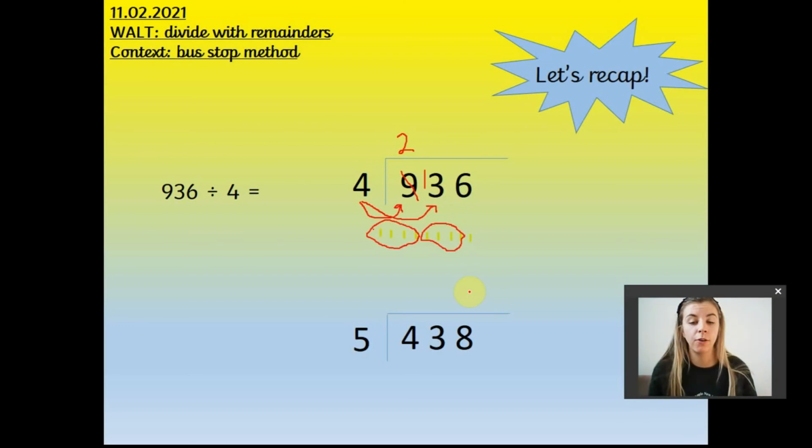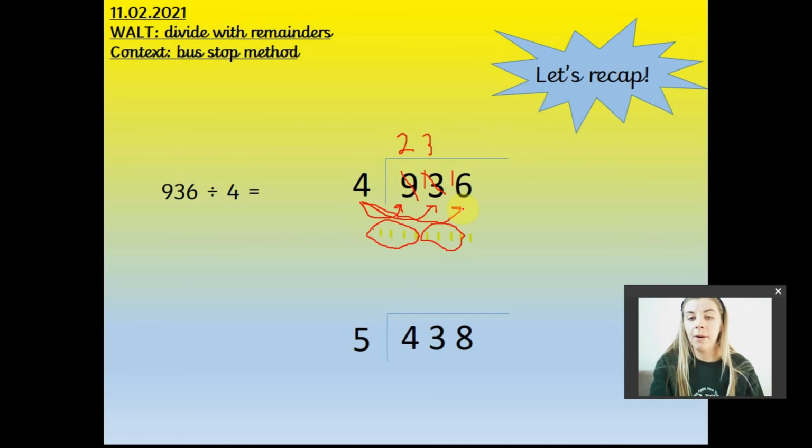Or I know that 13 isn't a multiple of 4, but I know that 12 is. So I can do 4, 8, 12. So I know that 3 4s go into 13. However, I got just 1 left over again. So I carry that one over. And then if you prefer drawing out the dots, you can, that's absolutely fine.